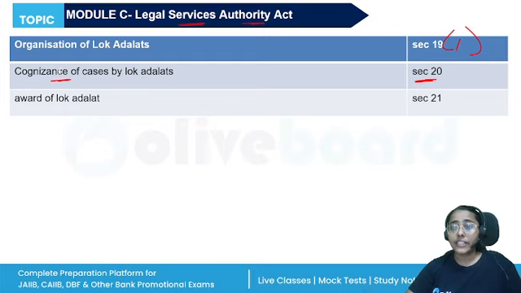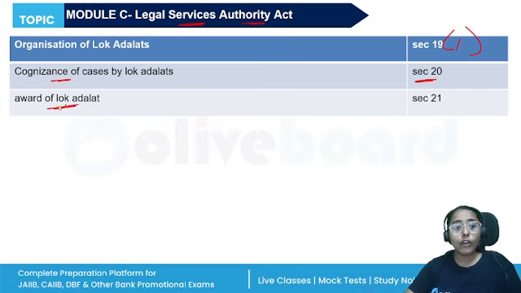Okay, then we have section 20, which talks about the cognizance of cases by the Lok Adalat. So, criminal nature cases will not be dealt with by the Lok Adalat. Disputes where the parties agree to refer can be taken to the Lok Adalat. Disputes where one of the parties makes an application to the court for referring the case to the Lok Adalat. Disputes where the court feels that it is appropriate to take cognizance. All right. So these cases will be dealt with by the Lok Adalat.